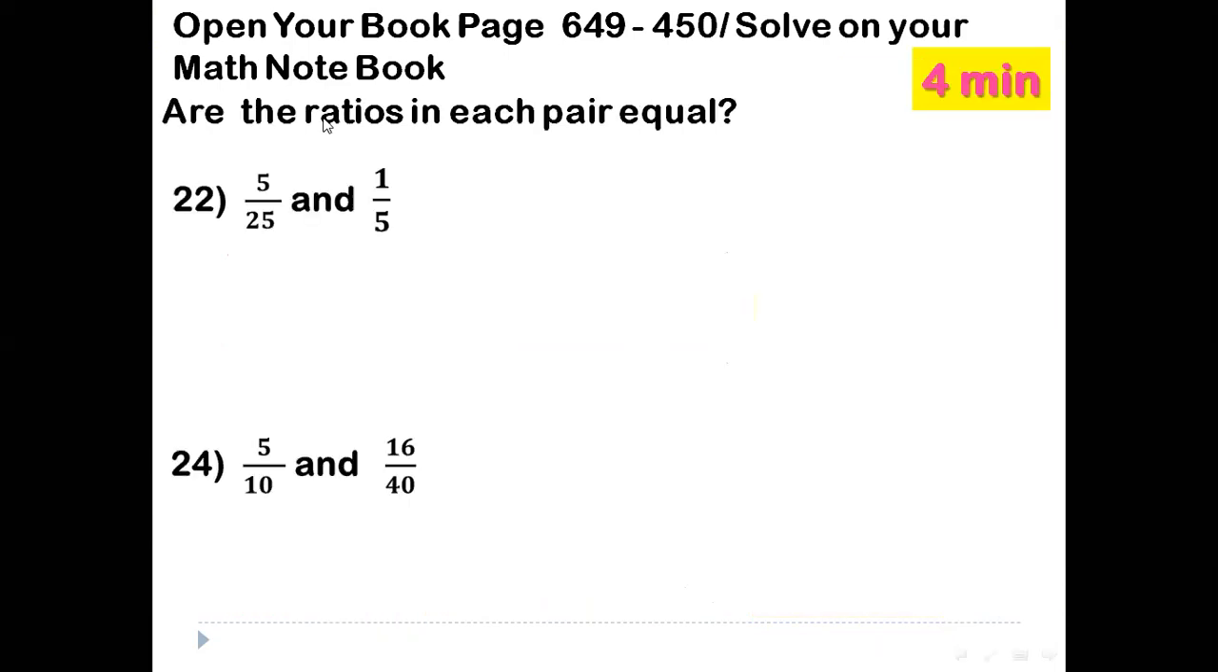Now, another 4 minutes to do questions 22 and 24. Here, you need just to tell, are the ratios in each pair equal? So, to decide if they are equal or if they form a proportion, you should write the simplest form of each one. Take your time. Once you're done, you can click to see the answers.